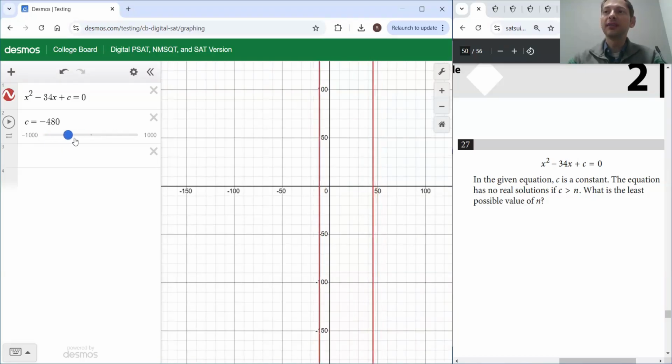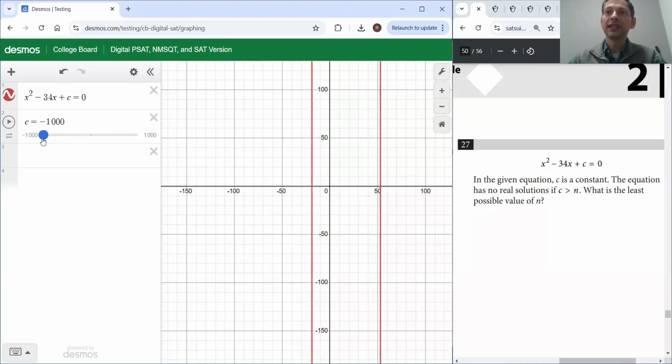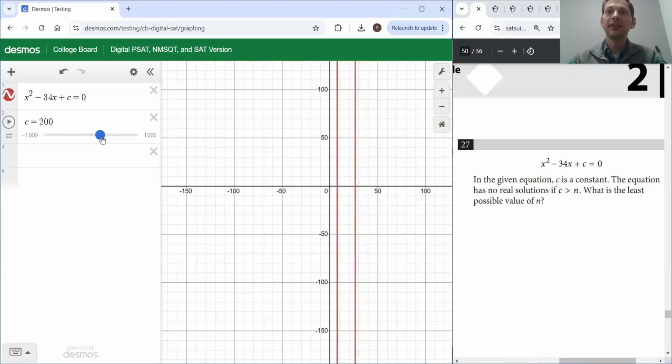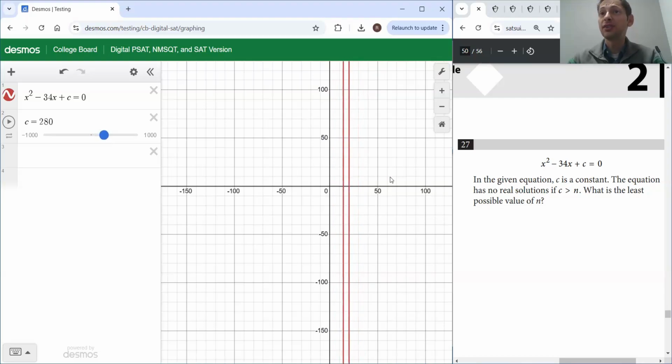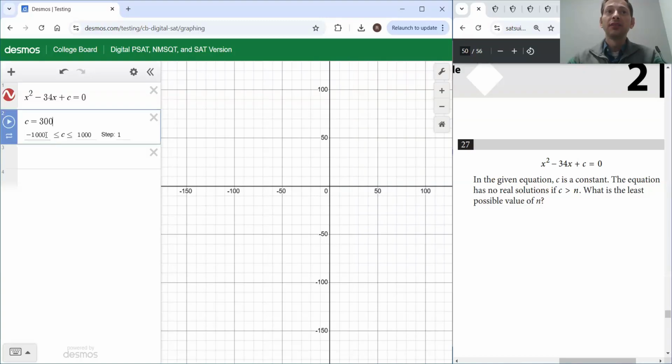Now what they're trying to say is that the equation has no solutions if c is greater than n. So where will it have no solution? Let's slide it around. C 0, that's fine. C 200, that's fine. You see that there are solutions. Now look, boom, it disappears. So where does it disappear? It looks like, let's say 260, you see it, and then at around 300, it's gone. So let's change this to be 260 to 300. And now let's look to see exactly where it disappears.